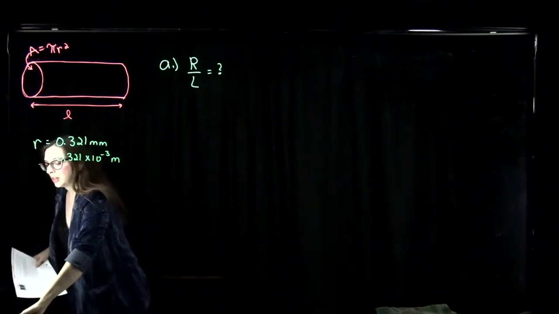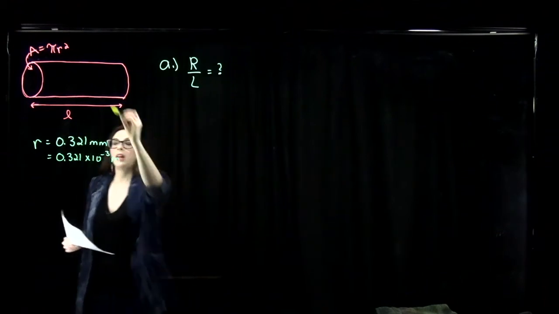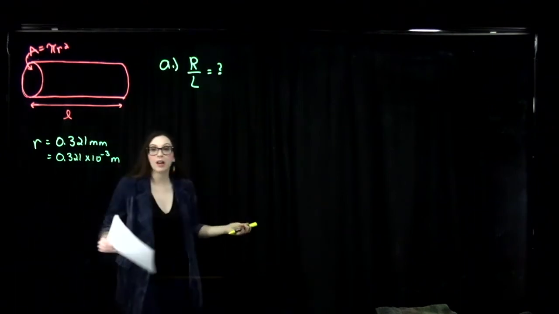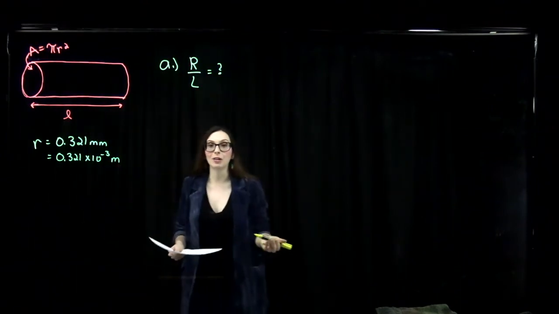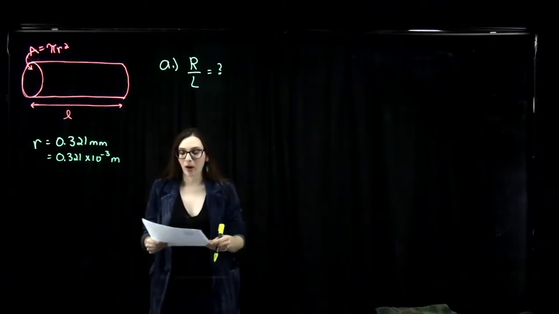Okay, so here's a schematic of my wire. It has some length L, and it has a cross-sectional area. That cross-sectional area is the area of the circle. And so that area, the area of a circle, is pi r squared.